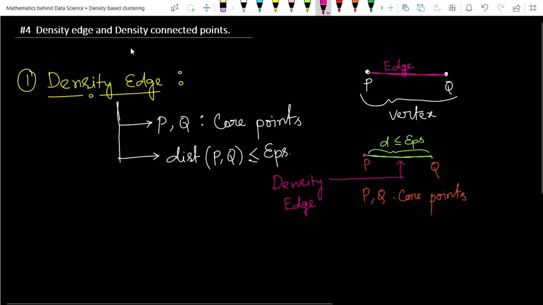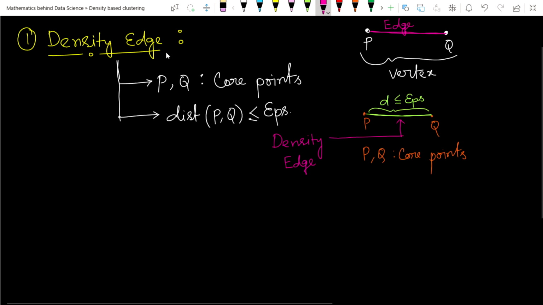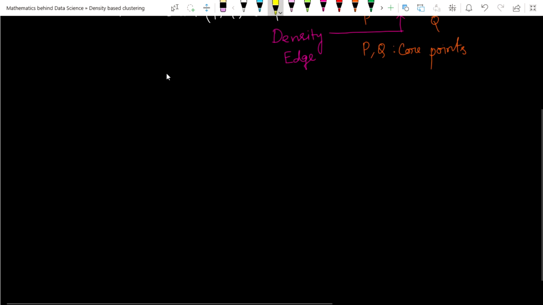Now let's try to understand density connected points. What is this concept? Let's try to understand density connected points.